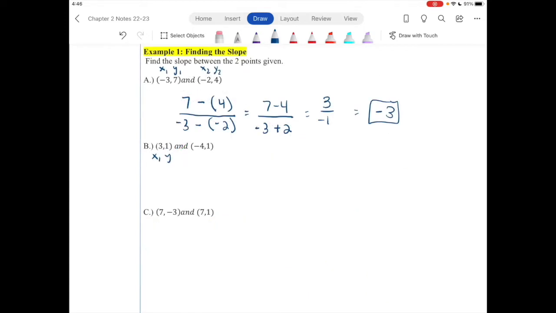So we have x1, y1, and x2, y2. That means we have 1 minus 1 over 3 minus a negative 4, which becomes 0 over 7. Now, if you ask yourself, how many times does 7 fit into 0? It can't. So this just becomes a slope of 0. You could also type it in your calculator and you'll get the answer of 0. Pause the video and give the next one a try.